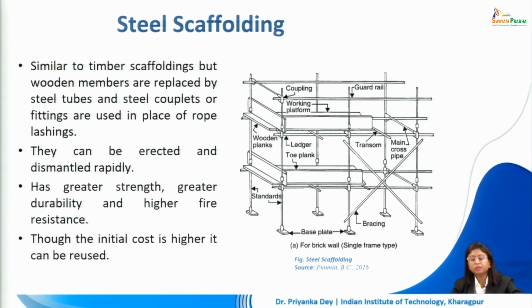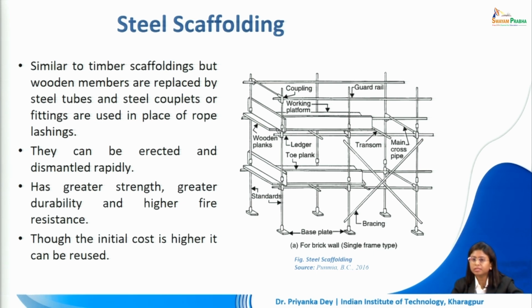We do not need to be very slow and careful with constructing this type of scaffolding, because the members or the component parts are very strong and durable. So definitely this type of scaffolding will have greater strength, greater durability, and also fire resistance, because timber members, you can fairly understand, is highly inflammable. On a situation that it catches fire, it will definitely be a big hazard in the construction site. But the steel scaffolding protects us in that respect.